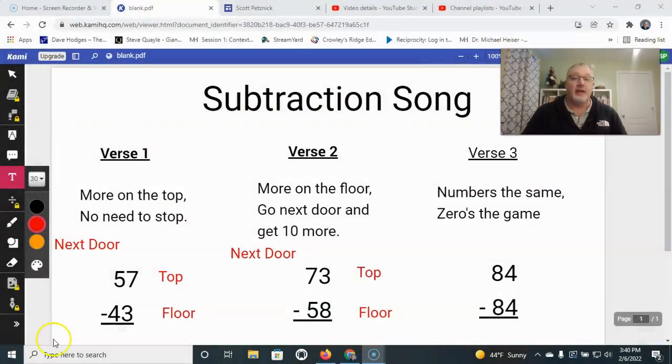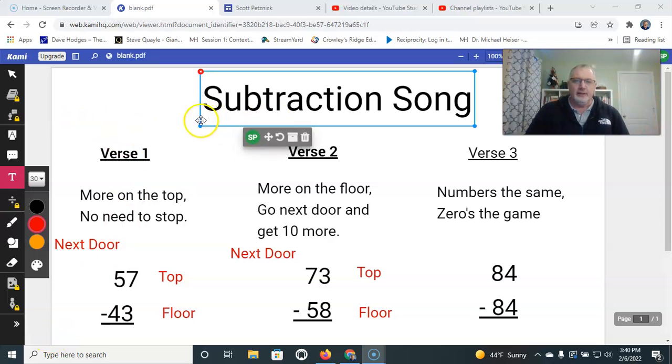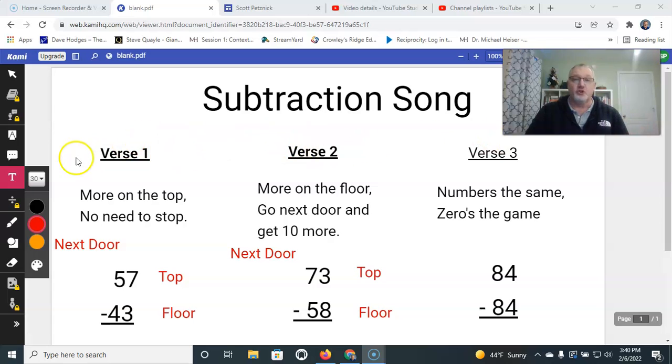Last video I showed you was the subtraction song, and so we're going to use that song today to see how we can take that song and apply it to our subtraction problems, okay? So let's go ahead and get started here. I left the song up there so we can see verse 1, verse 2, verse 3.